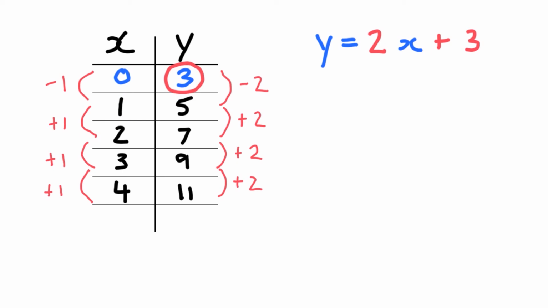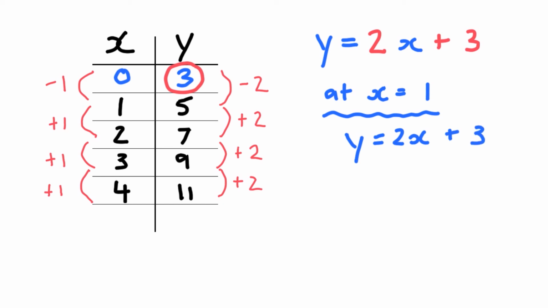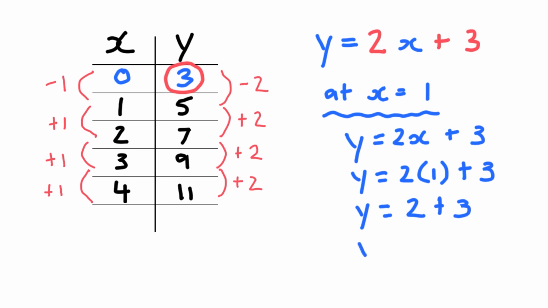So let's take a look at this. At x is equal to 1, I'm going to start off with my original equation that I think is right. y is equal to 2x plus 3. And I'm just going to plug in 1 for x. So I have my numbers in there. I can simplify. 2 times 1 is 2 plus 3. And 2 plus 3 is 5. So I'm saying when x is 1, y is 5, which is correct. That's what we were looking for.